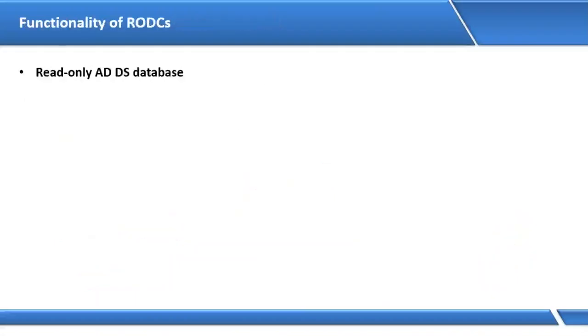The first feature, try to understand, I will give you the chance, then you can copy. The first feature is what? Read only Active Directory database. Second feature is what? Unidirectional replication. Data will replicate from DC to RODC, but not from RODC to DC.